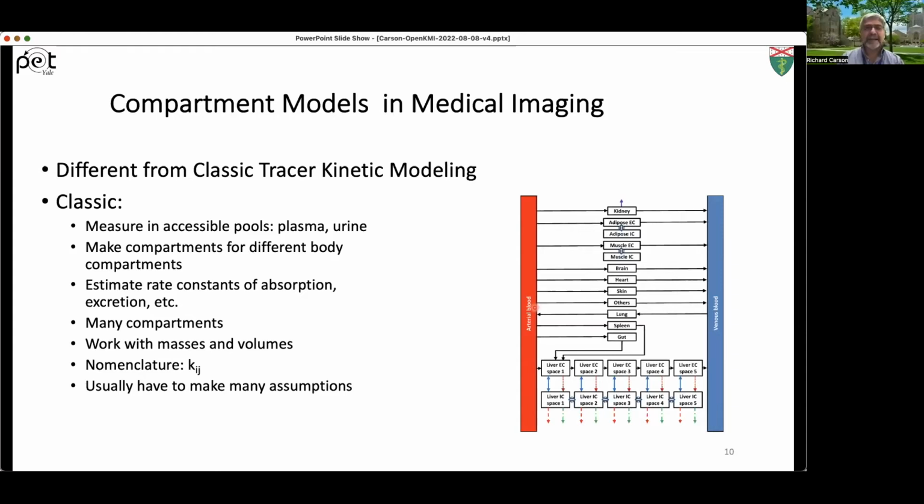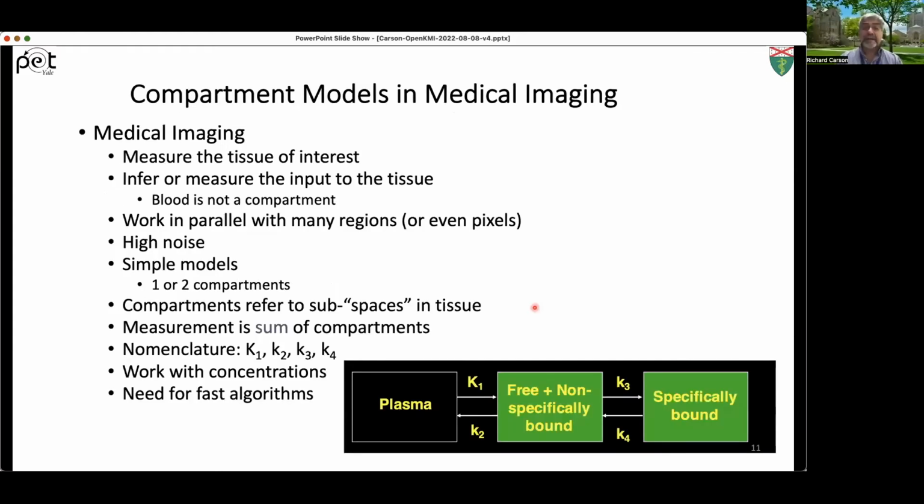You end up making a lot of assumptions. And in PET, this gets simpler. Why? Well, we're directly measuring the tissue of interest. And at that point, if we have some idea what's going on in the blood, we don't really care about the rest of the body.